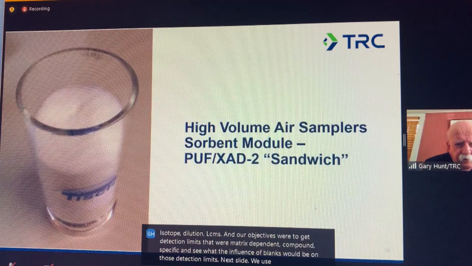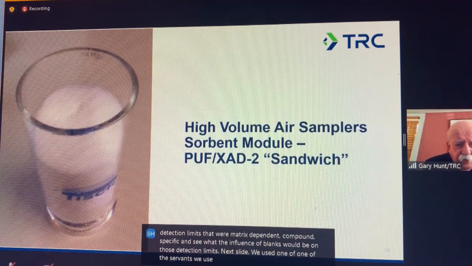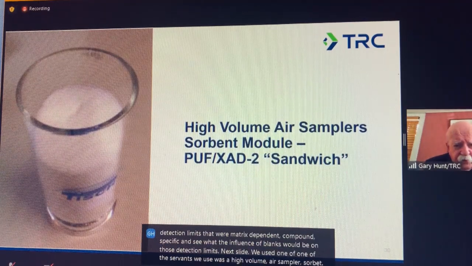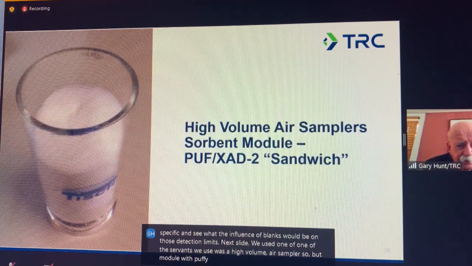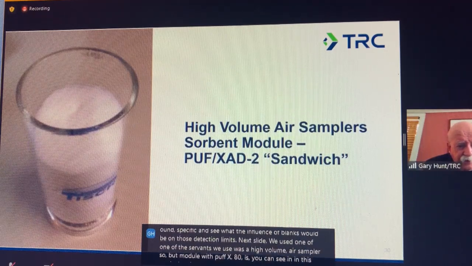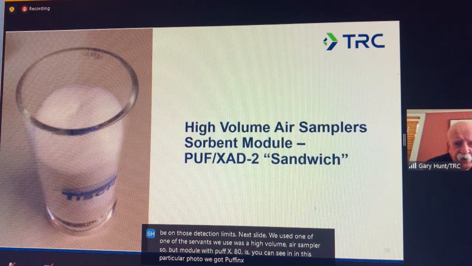Next slide. One of the sorbents we used was a high volume air sampler sorbent module with PUF and XAD, as you can see in this particular photo. We got PUF and XAD in this glass trap.